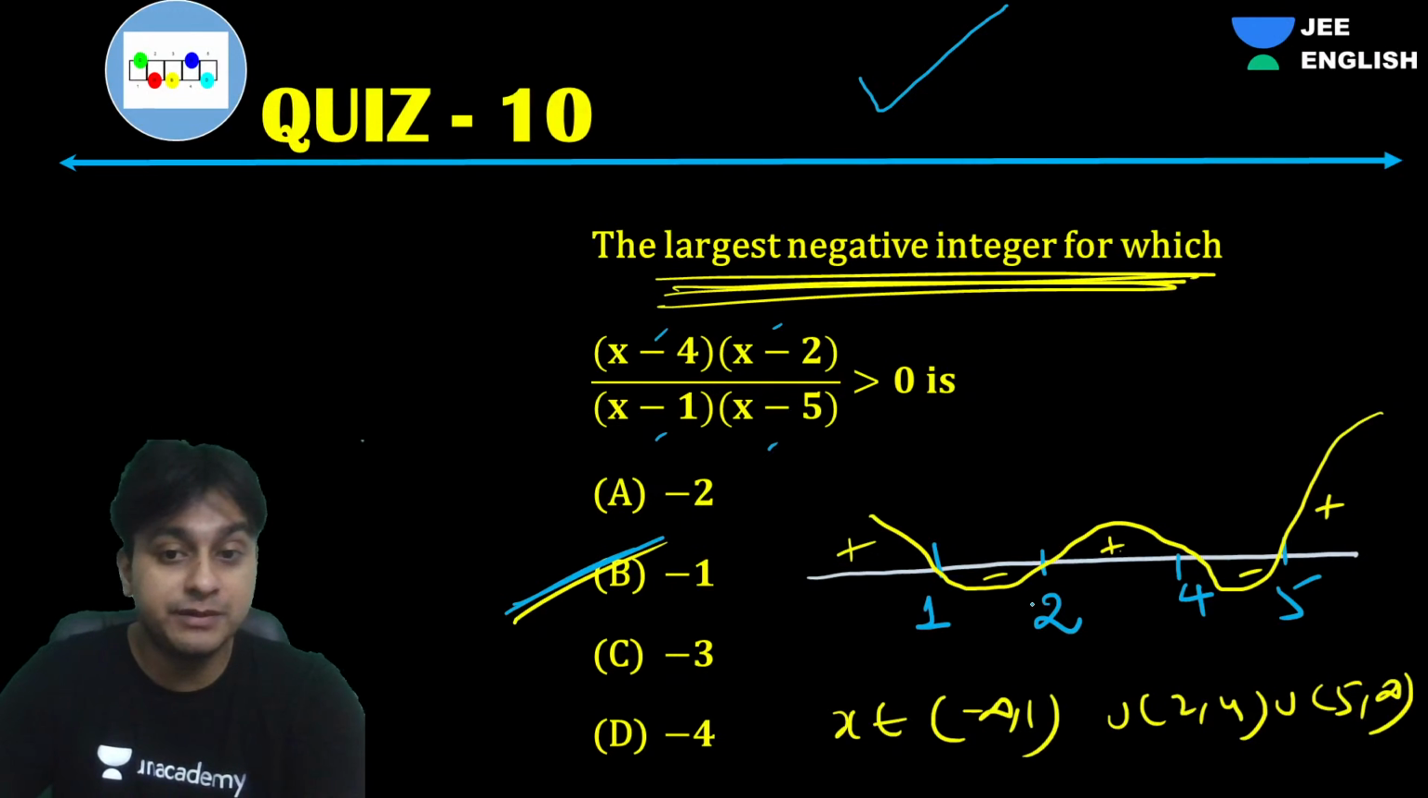Vivek understood now. -1 will be correct. That's the greatest negative integer.